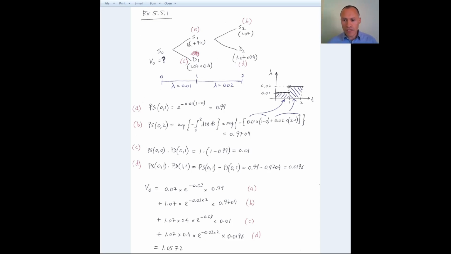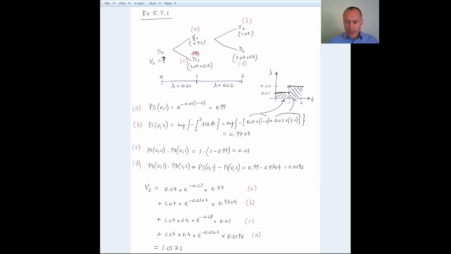So to price, I need to have all the probabilities of all these branches to then apply the formula, right? So the first one, the probability of getting to state S1 is the probability of surviving between 0 and 1, which is again the exponential of minus the integral of lambda between 0 and 1, right? So lambda is constant over the first year. So in that case, it's just a simple expression like you see here, which gives me a probability of survival of 0.99. So that's the probability of going from here to here.